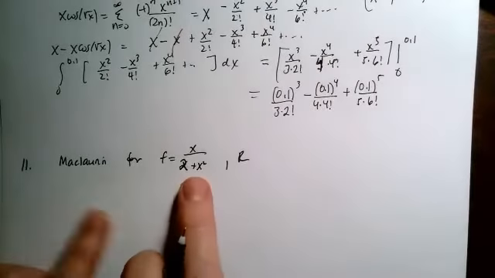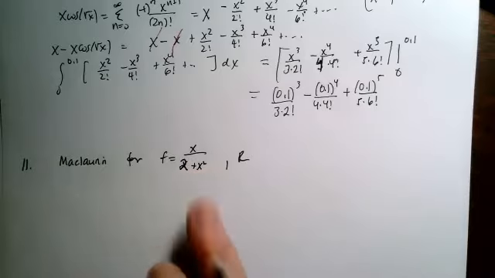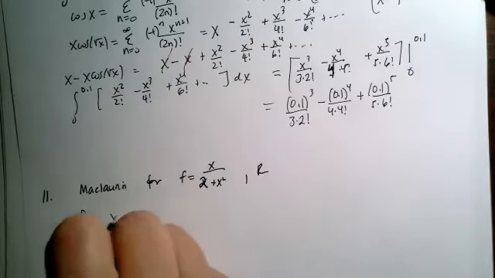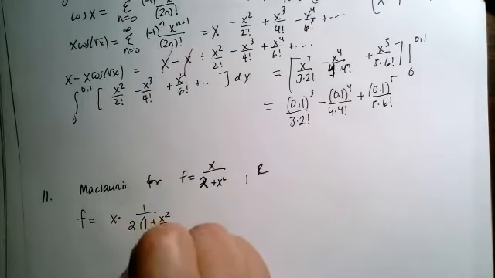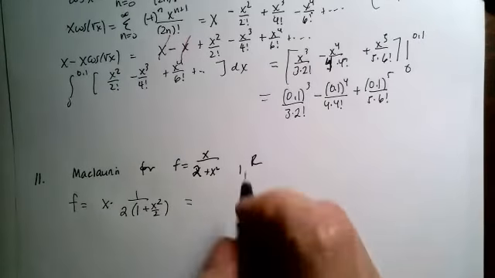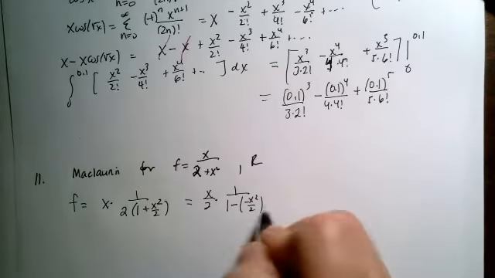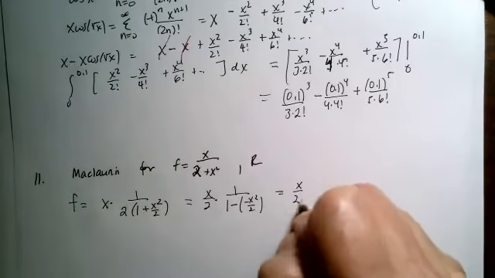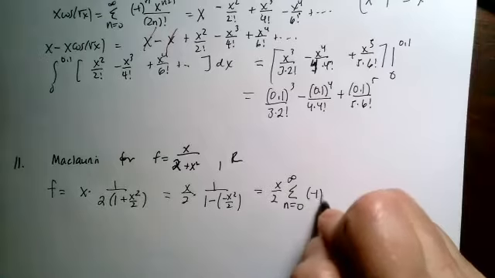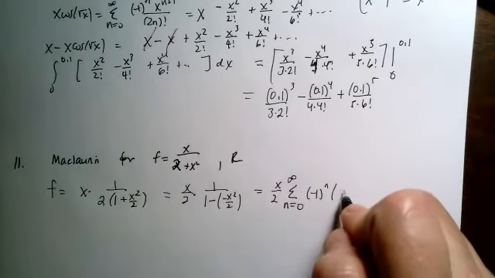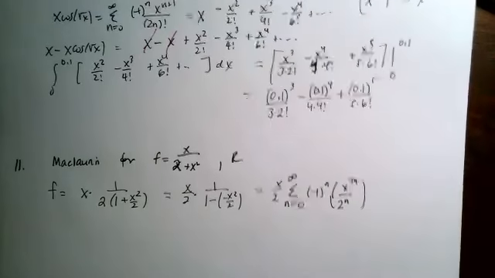Okay, number 11, let's find the Maclaurin for f is x over 2 plus x squared. And I'm going to rewrite f as x times, I'm going to pull out a 2, so it'll be 1 plus x squared over 2. So that's going to be x over 2 times 1 over 1 minus negative x squared over 2. And I can write that as x over 2, sum, n goes from 0 to infinity. We'll have negative 1 to the n, x to the 2n, over 2 to the n. Okay?